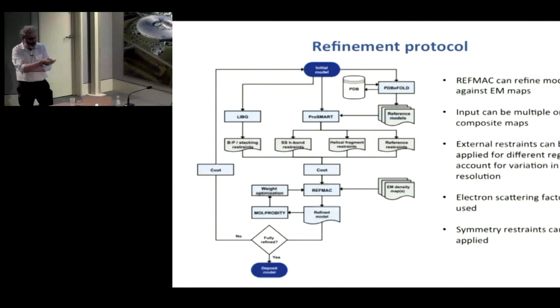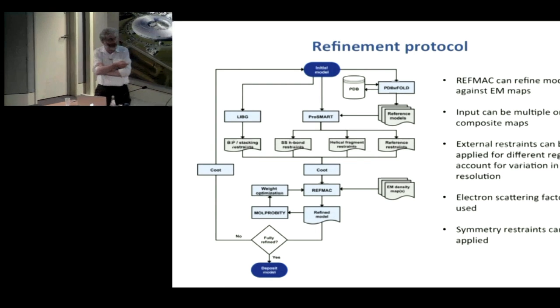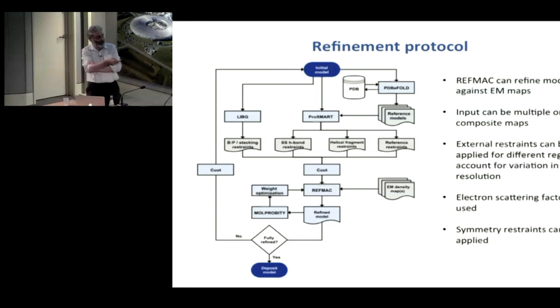And here's a flow chart. I will not stay on this slide too much, but I'll tell a few things: REFMAC can be used, REFMAC is used for that. Input can be multiple composite maps, and I'll tell about that a little bit later. What do we mean by composite map? And you can add external restraint structures. You can also use electron scattering factors, and I'll tell a bit about that in the next slide. And if you have a symmetry, then you can use symmetry restraints also.